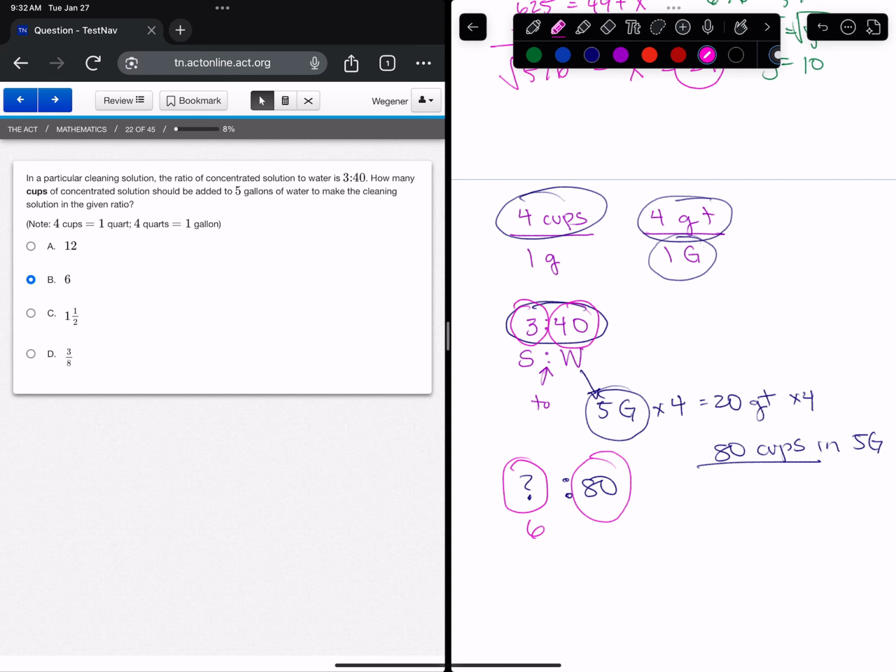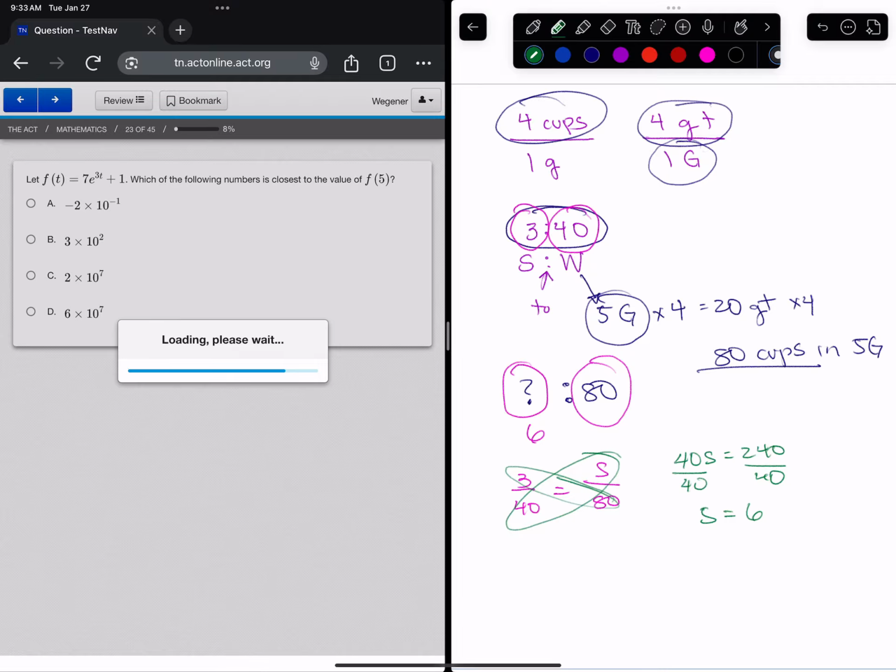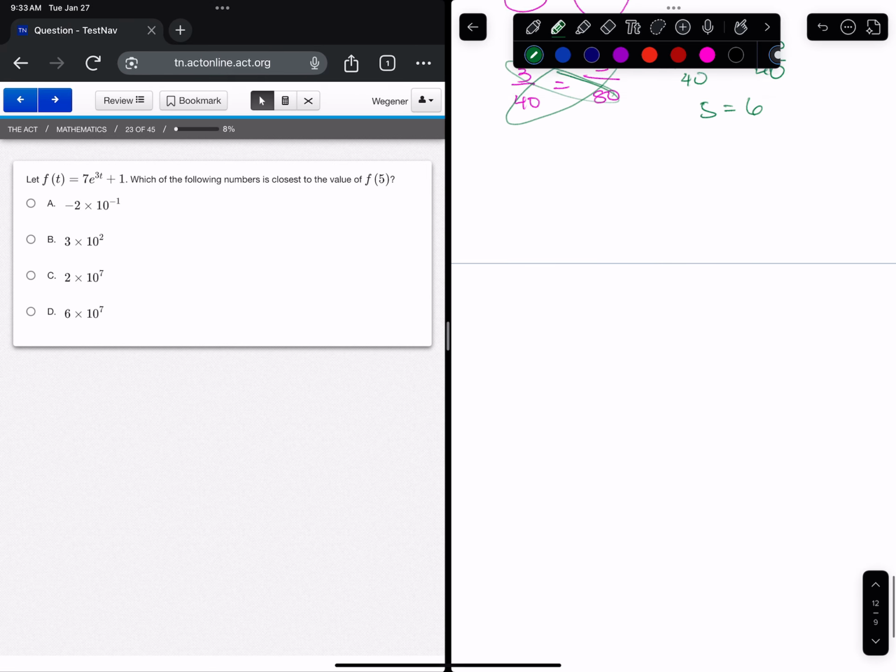Okay. You could also do it the math way. So 3 over 40 is equal to S over 80. Cross multiply, we get 40S equals 240. Divide both sides by 40, and then the solution is going to be 6. So again, same thing. All right, so the answer is B. All right, moving on to the next one.